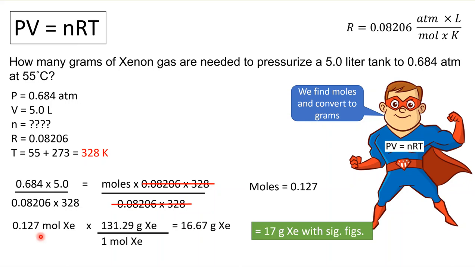We have 0.127 moles of xenon. The molar mass of xenon is 131.29 grams per mole, so we calculate that we have 16.67 grams of xenon. With 2 sig figs, that's 17 grams of xenon.